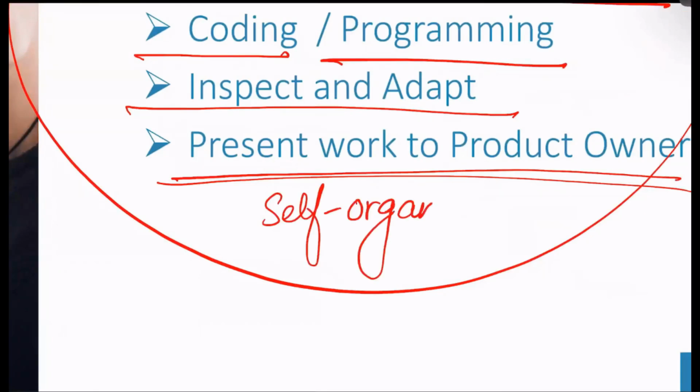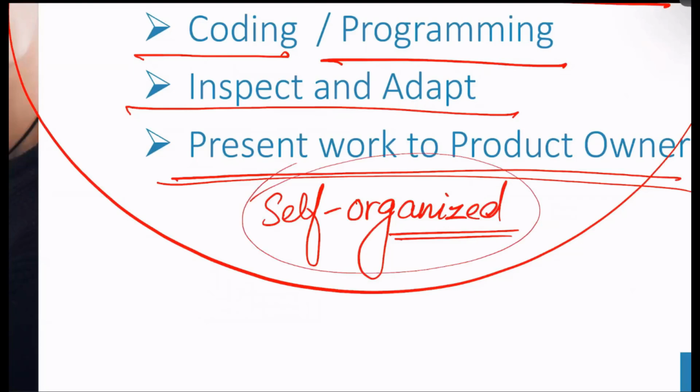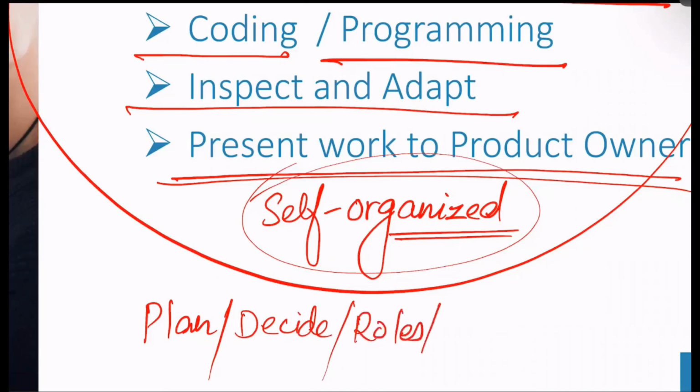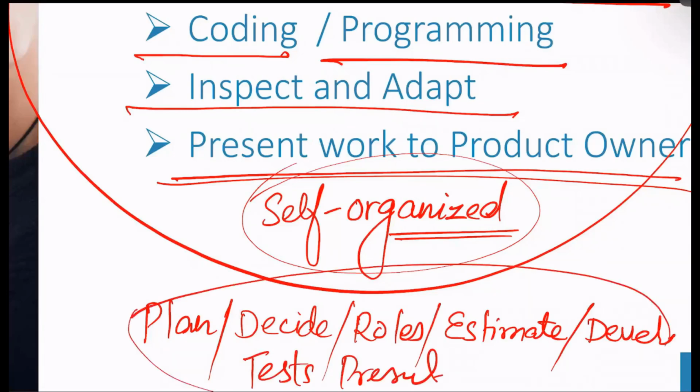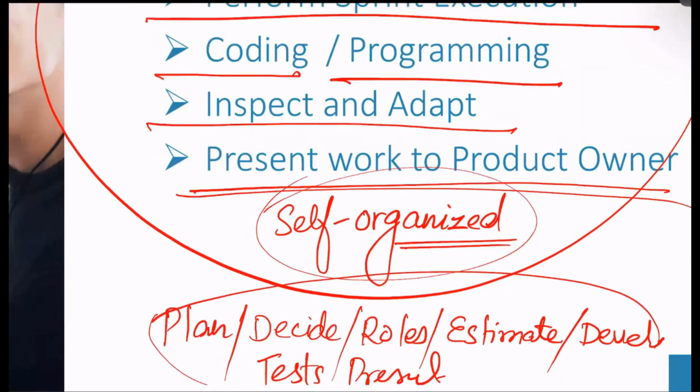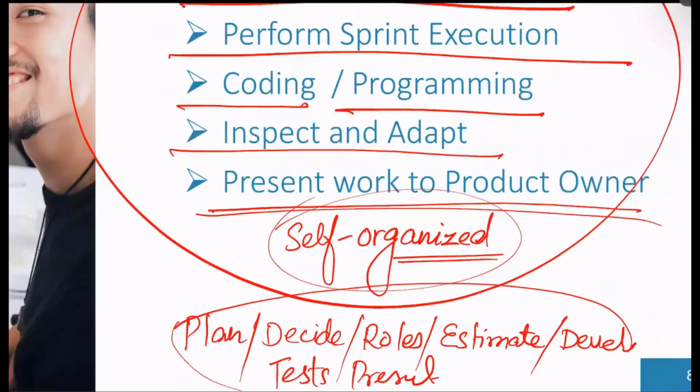Self-organized teams means they have autonomy and freedom to plan what they will be doing. They decide about their work. They define roles and responsibilities of team members. They estimate user stories. They develop the product. They perform tests and present work to customers and the product owner during review meetings. So that's the role of the product development team.